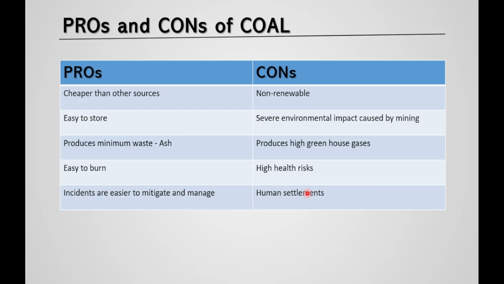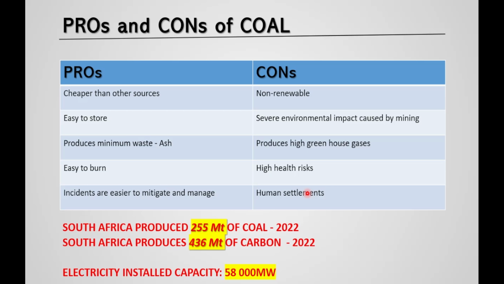So if you look at South Africa, for example, in 2022 South Africa produced around 255 million tons of coal. At the same time, the very same country also produced carbon to the tune of 436 million tons. So you can see how much South Africa is contributing to greenhouse gases. But nonetheless, South Africa is still not even in the top 10 of carbon emitters.